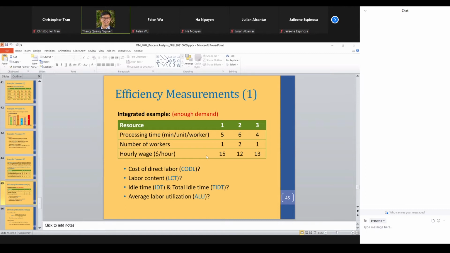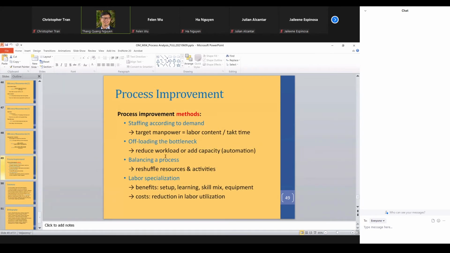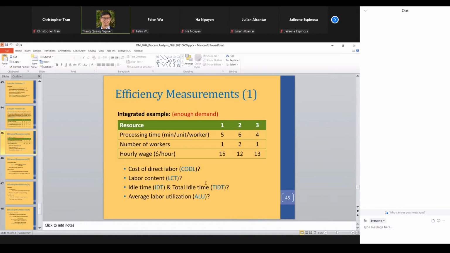All right, so today we move on to the final part of the module 4 about efficiency measurements. We would do some calculation, and at the end, the very, very final part of the module 4 is about process improvement, okay? So those are the things that we need to go through today. So let's work on this example, and this will be very similar to question 25 in your homework, right?